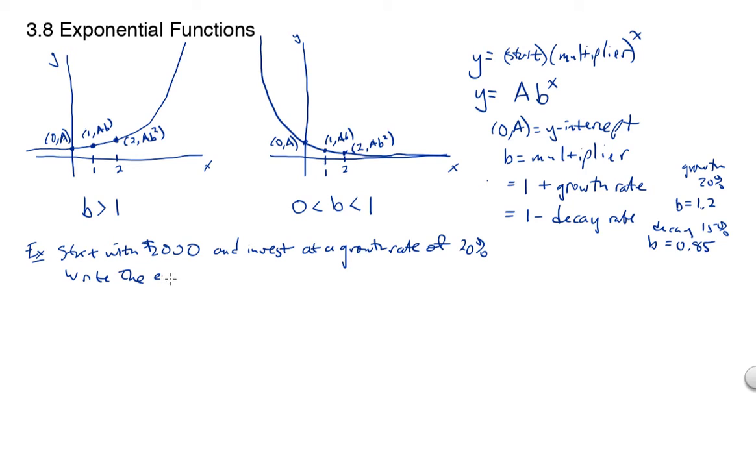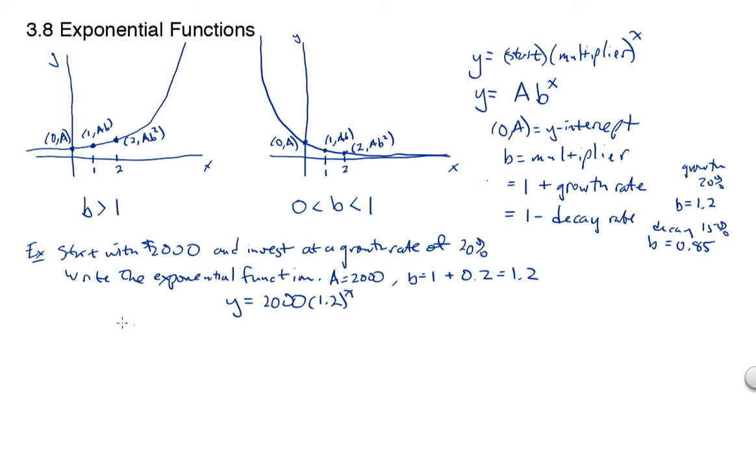Write the exponential function or equation. I use the word function, equation, and model somewhat interchangeably here. Write the exponential function for this. Well, our starting value, our A, is 2,000. And our multiplier is 1 plus the 20%, or 1.2. And so our function is y equals 2,000 times 1.2 to the x.